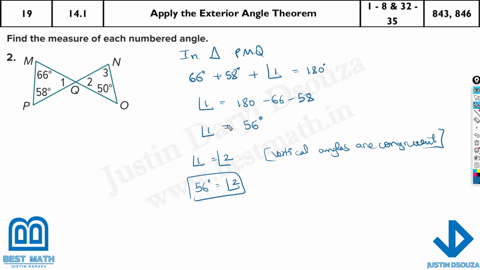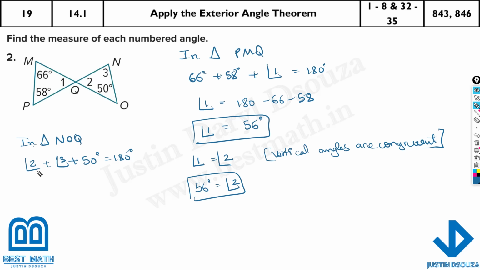Now we found measure of angle 1. Now what do we need? Measure of angle 3. Now I'll just write it over here. In triangle NOQ, we have 2 plus 3 plus 50 degrees. That will be equal to 180 degrees.